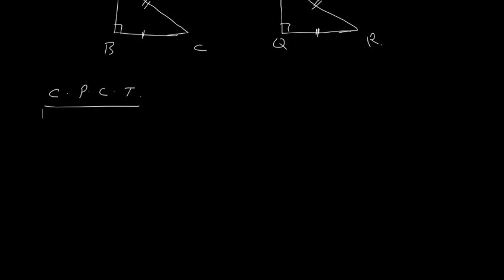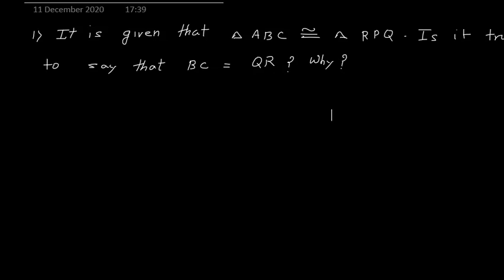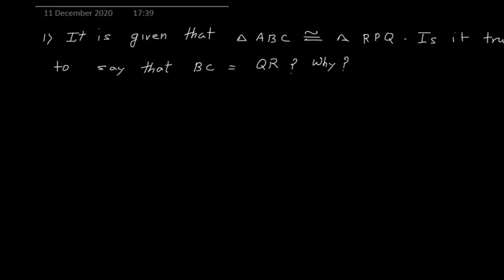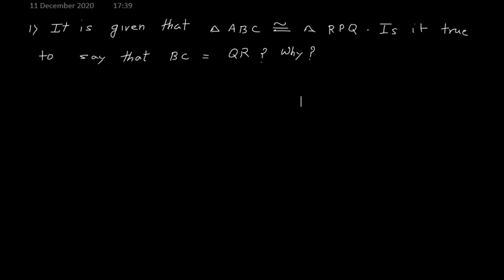So let us begin. The first problem you can see here, it is given that triangle ABC is congruent to triangle RPQ. Is it true to say that BC is equal to QR? Why? Okay, so let us see what is given. We have given that triangle ABC is congruent to triangle RPQ.